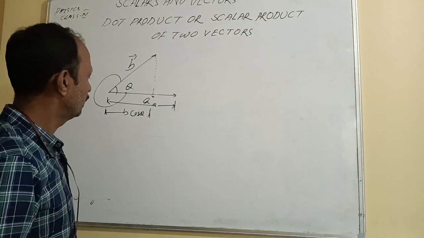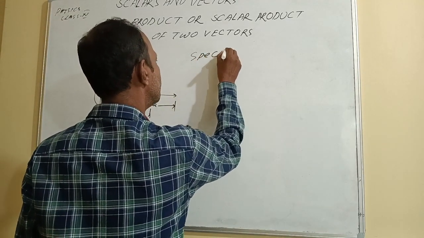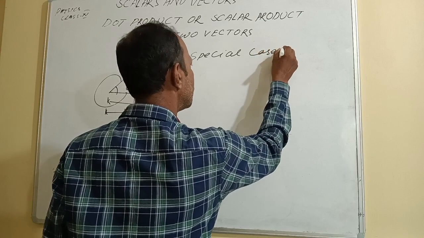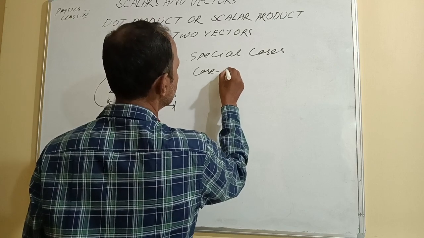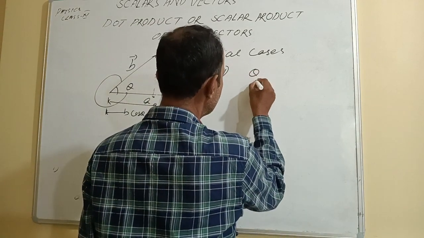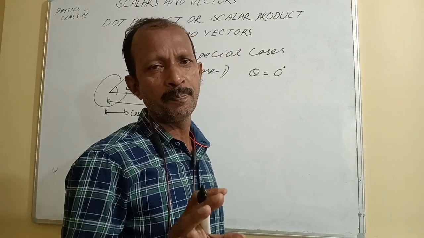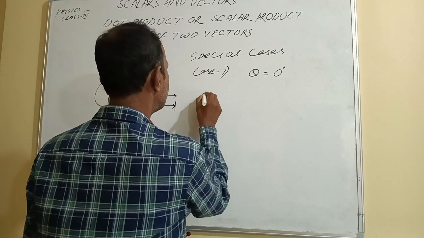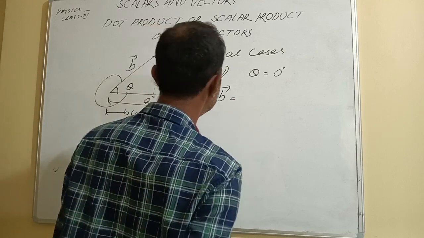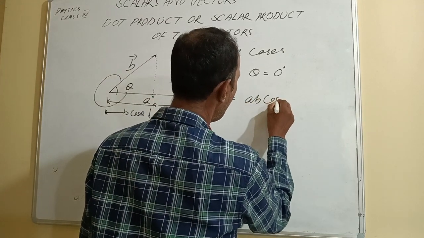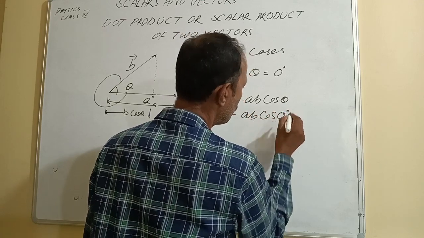Okay, let us see. Now, some special cases we'll see. The first case, case 1: theta is equal to 0 degree. That means the two vectors are parallel. Then the vector A dot vector B is equal to AB cos theta. This is equal to AB cos 0 degree.